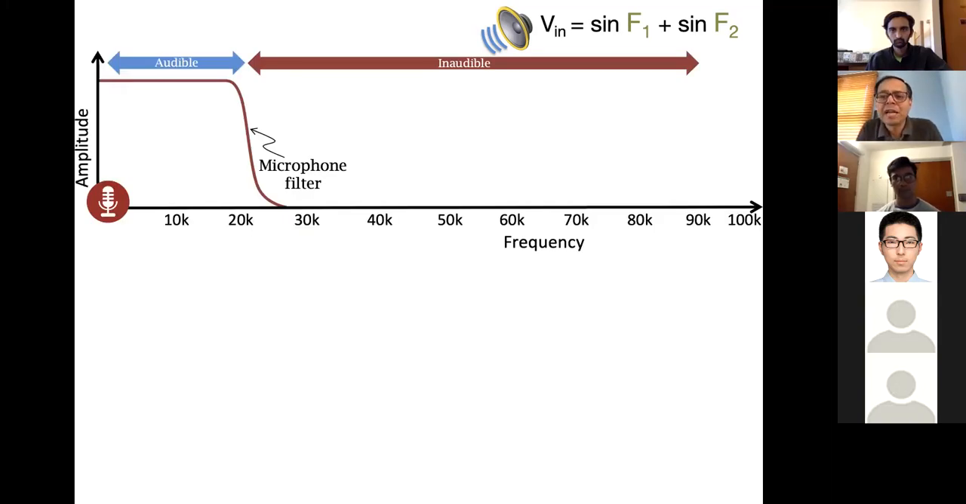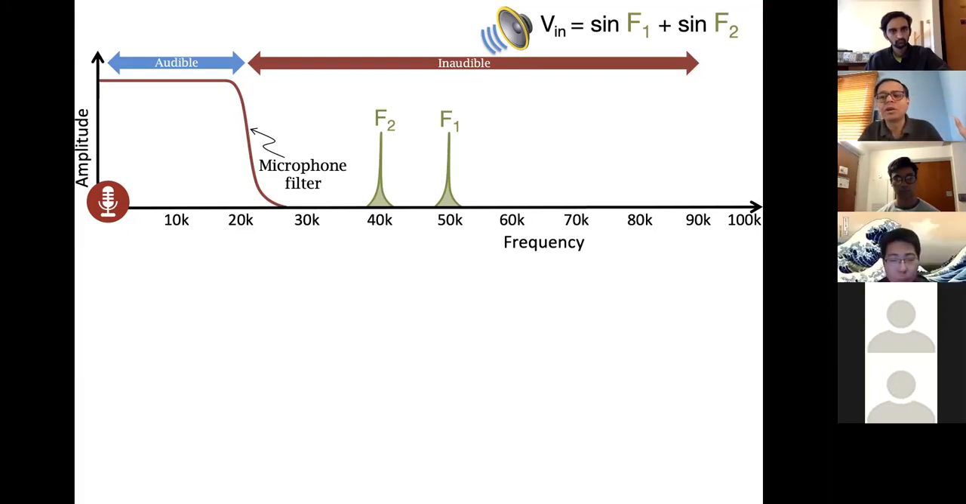And let's say F1 and F2 are 40 and 50 kilohertz. So if I play sine F1 plus sine F2, your eardrum is not going to hear anything. You're with me? Because it's in the inaudible range. The microphone is also not supposed to hear anything because the microphone has a filter which is cutting off things from 22 to 24 kilohertz. You're all with me at this point, right?